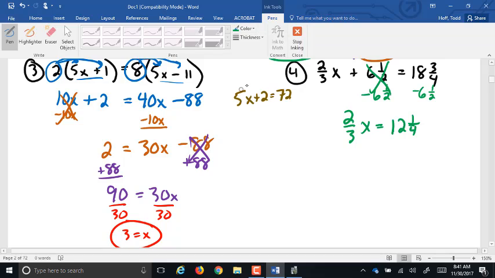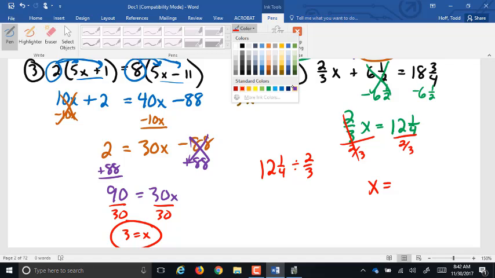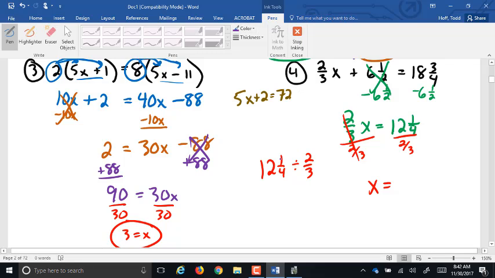Now all that's left is to divide by 2/3. X equals, well, we've got to do the 12 1/4. Divide by 2/3. 12 times 4 is 48, plus 1 is 49/4. We just made that an improper fraction. Instead of dividing by 2/3, we're going to multiply by the reciprocal. So we'll multiply by 3/2.